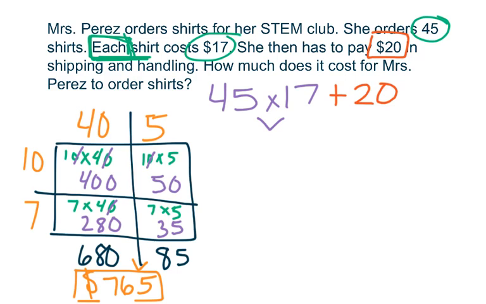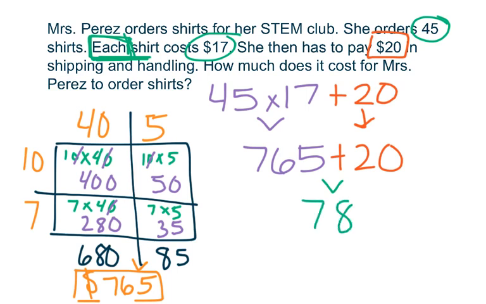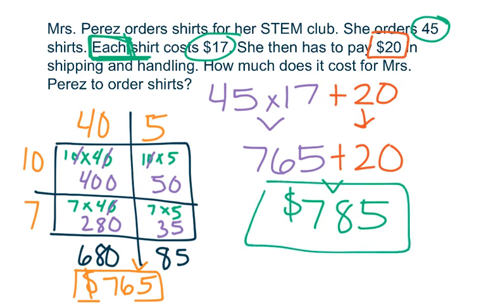So I'm going to write it underneath my little caret. And then I need to go and bring down my 20 because that needs to be added to my product. And so I'm going to do that addition, and then that's going to give me the answer to my problem. How much money does it cost for Miss Perez to order shirts? When I add these two numbers together, that's going to be my answer. So 765 plus 20 gives us $785. So it costs Miss Perez $785 to order shirts for her club.